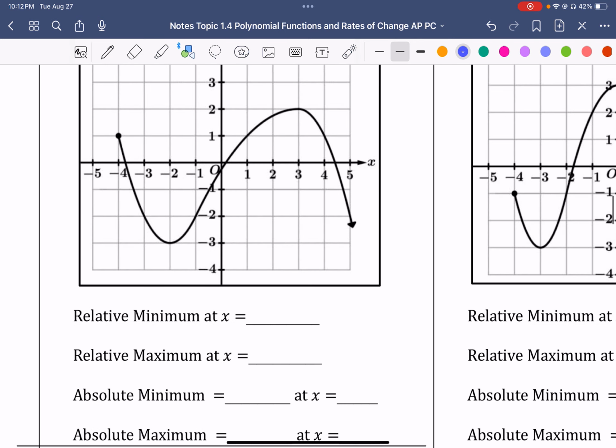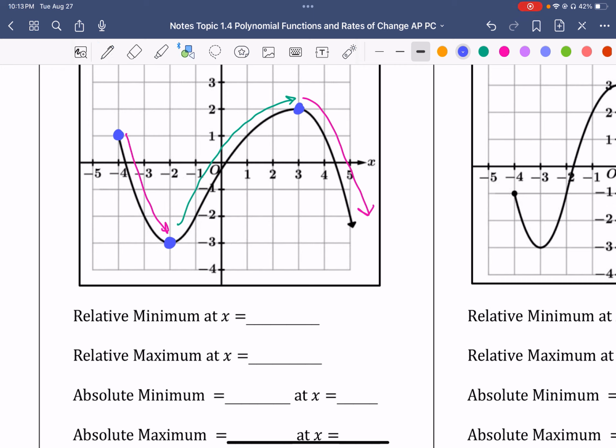So again, start off by drawing when you're going up and down. So at the beginning, I go down, and then I switch to going up all the way to about here, and then I switch back to going down. Okay, so every time you switch, you're going to have a minimum or a maximum. So I switch there and I switch there. Remember that your endpoints are also included.